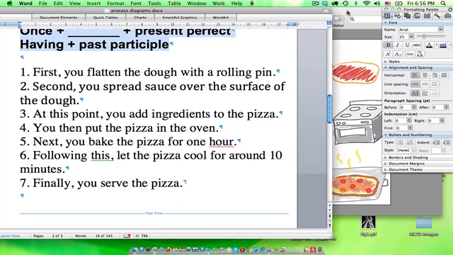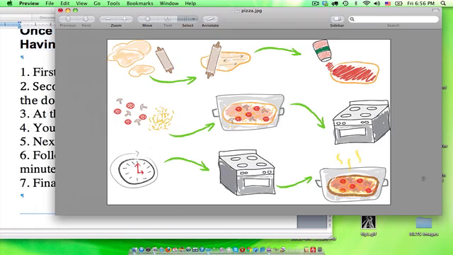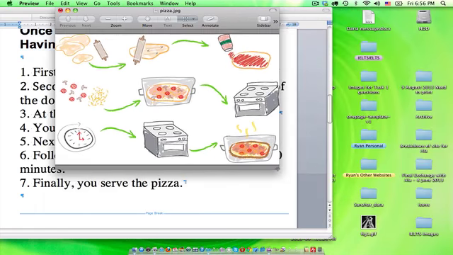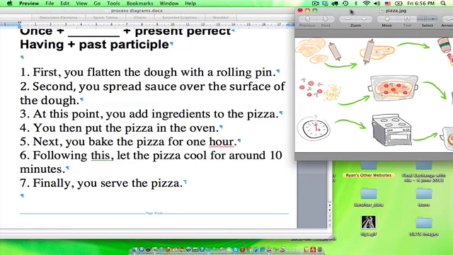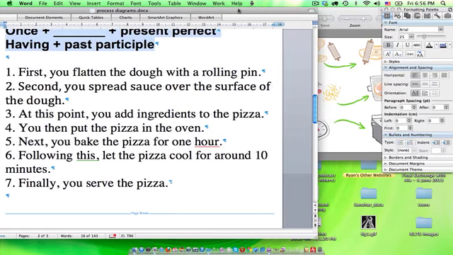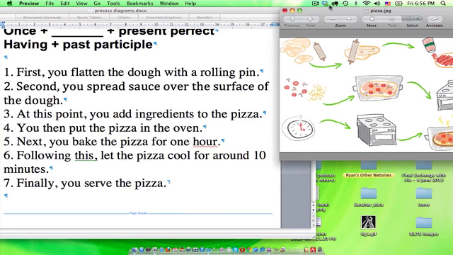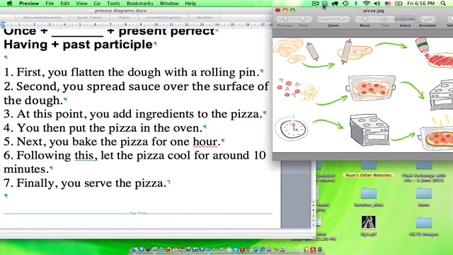So if we look at these 7 steps here, and I'll try to just shrink my diagram down a little bit so you can see both at the same time. Okay, so step 1 is first, you flatten the dough with a rolling pin. Second, you spread sauce over the surface of the dough. At this point, you add ingredients to the pizza. You then put the pizza in the oven. Next, you bake the pizza for 1 hour. Following this, let the pizza cool for around 10 minutes. Finally, you serve the pizza.